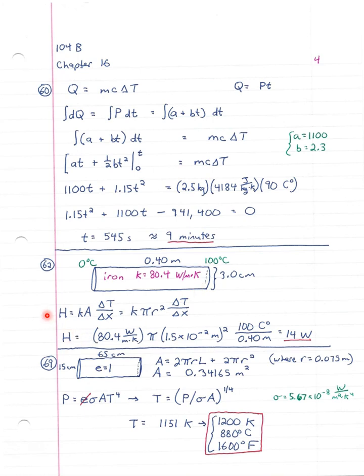So heat loss, H equals Ka delta T over delta X, but area, since it's a cylindrical rod, for area, that's pi r squared. So now we plug in the heat loss rate. We have the K for iron, 80.4 times pi. The radius squared, well, the diameter is 3 centimeters, so the radius is 1.5 centimeters. Make sure you do that in meters. 1.5 times 10 to the negative 2 meters, and then square it, times the difference in temperature divided by the length of the rod, and you should get 14 watts.